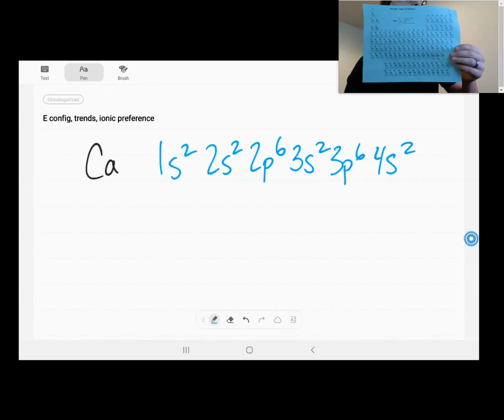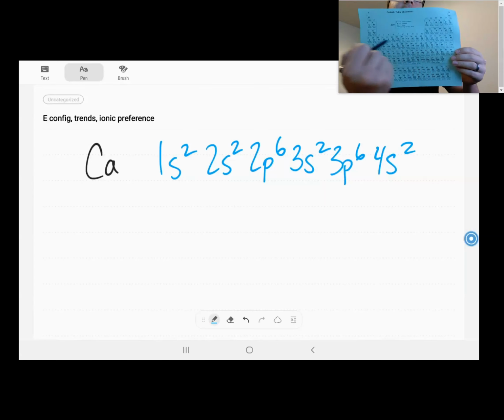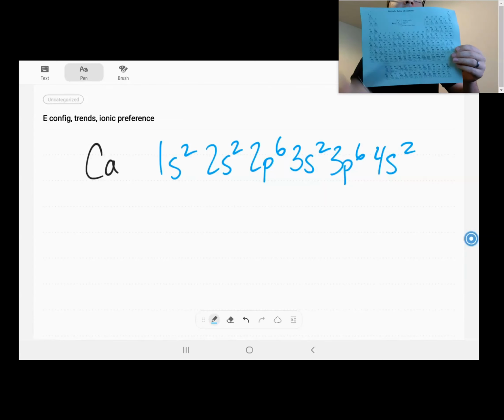Not quite, Robert. The big number at the front. Yeah, it should be 4. So calcium's in the 4th row of the periodic table. So 1, 2, 3, 4. 4th row.